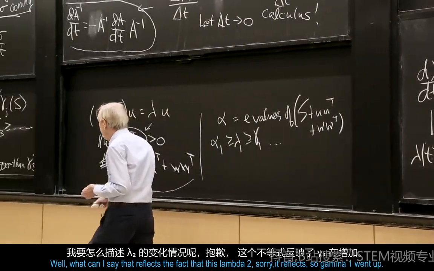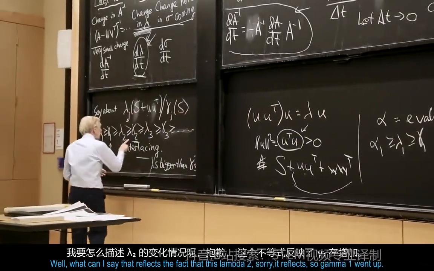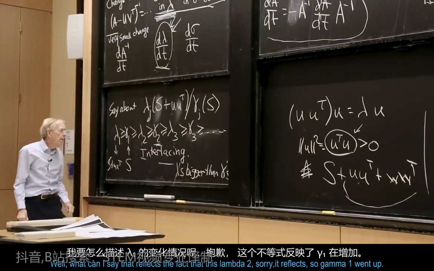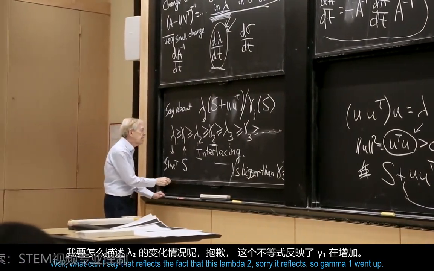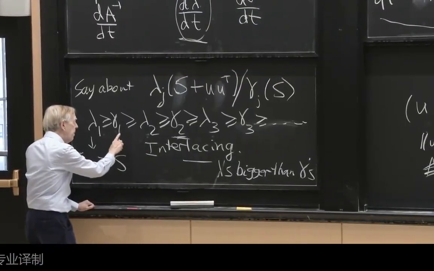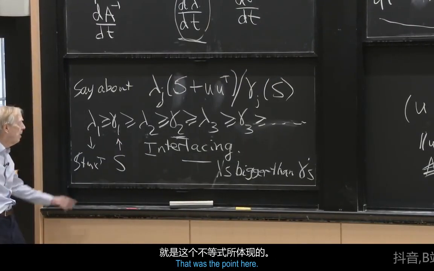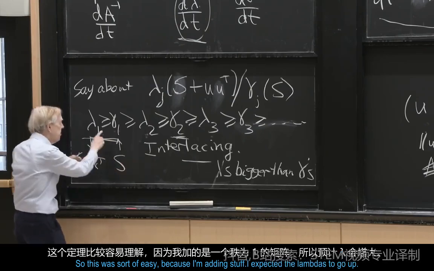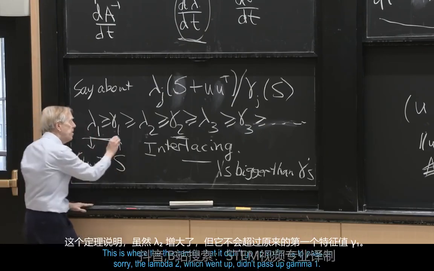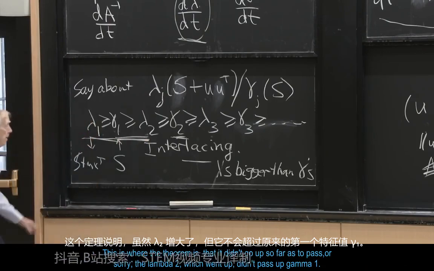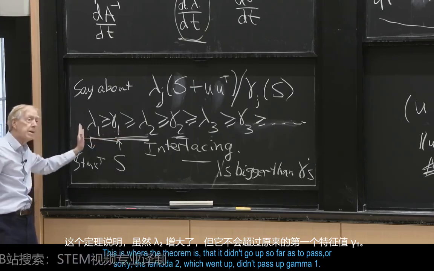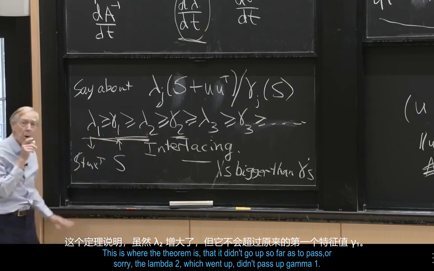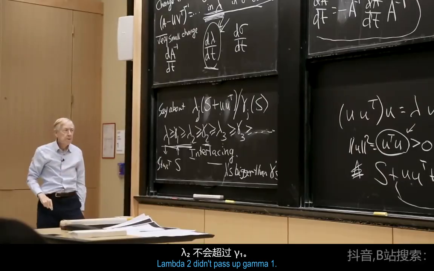What can I say that reflects the fact that this lambda 2, it reflects, so gamma 1 went up. Gamma 1 was bigger than lambda 2. That was the point here. Gamma 1 is bigger. So this was sort of easy because I'm adding stuff. I expected the lambdas to go up. This is where the theorem is, that it didn't go up so far as to pass the lambda 2, which went up, didn't pass up gamma 1. Lambda 2 didn't pass up gamma 1.